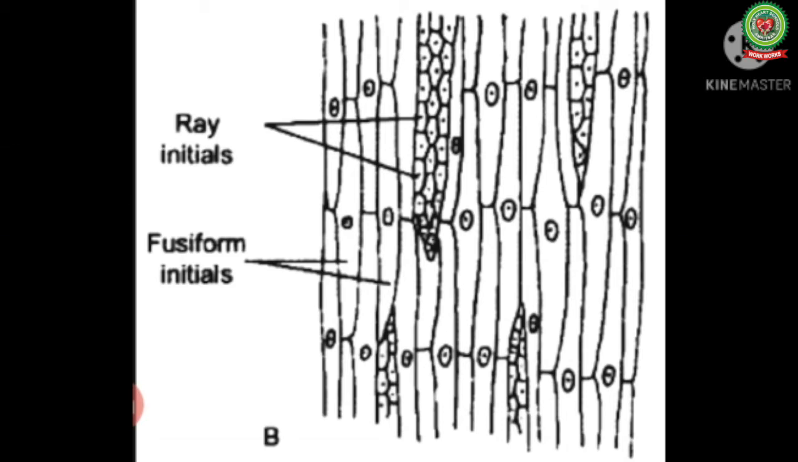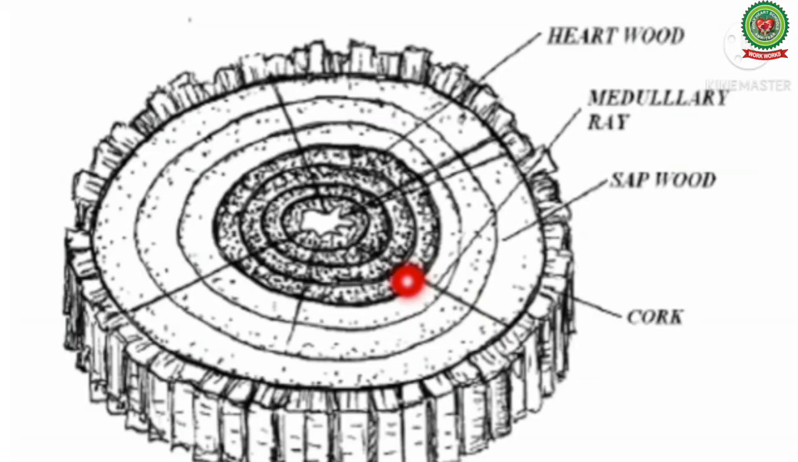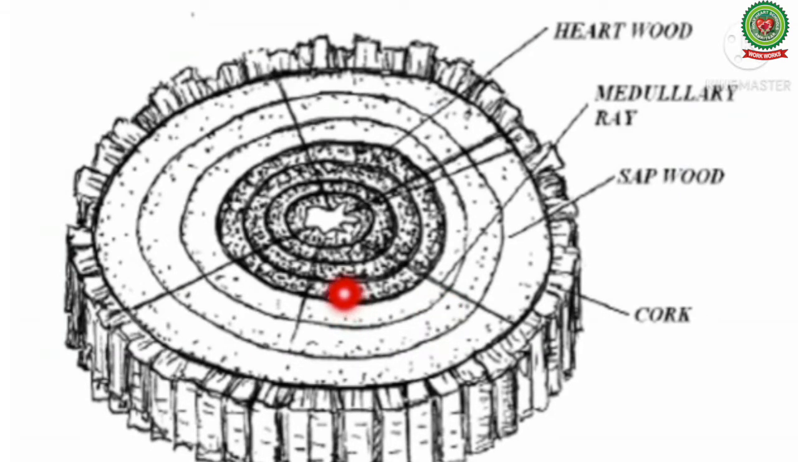These ray initials of the interfascicular cambium, instead of forming secondary xylem and secondary phloem, form some narrow bands of living parenchymal cells. These form 2 or 3 layers of thick radial rows that pass through the secondary xylem and the secondary phloem and are called secondary medullary rays. These secondary medullary rays provide the radial conduction of food from the phloem and water and mineral salts from the xylem.